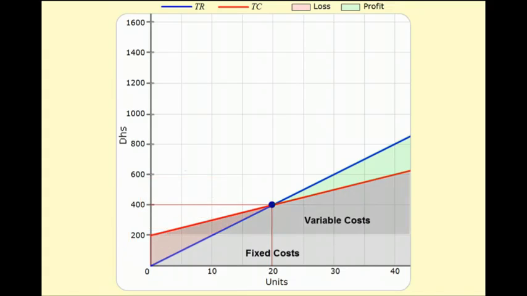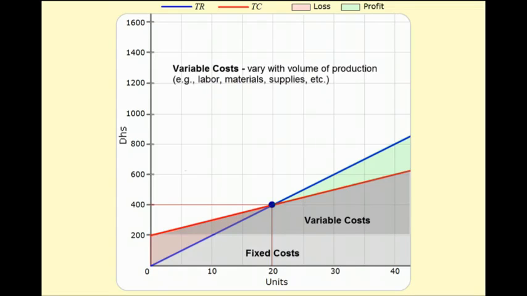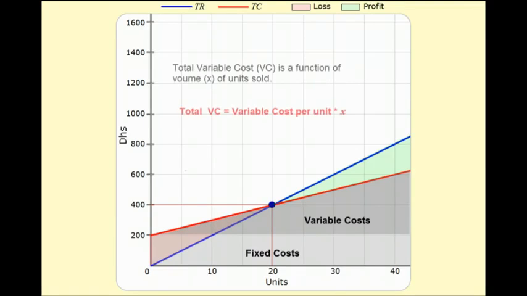On the other hand, variable costs such as labor, materials, and supplies are costs that change with the volume of production. The total variable cost is the variable cost per unit, in other words, how much we are spending in labor and material cost for each unit that we are producing, multiplied by how many units we sell, and that's our total variable cost.